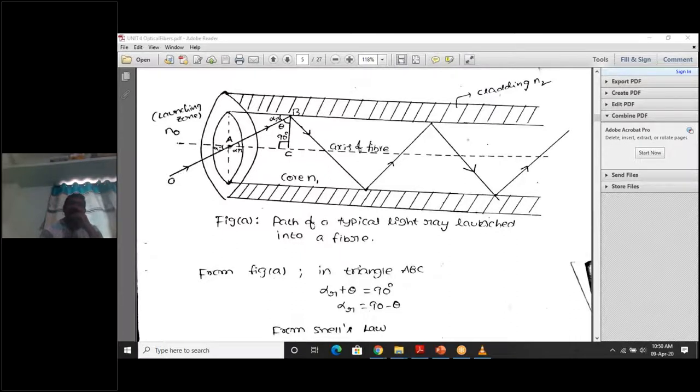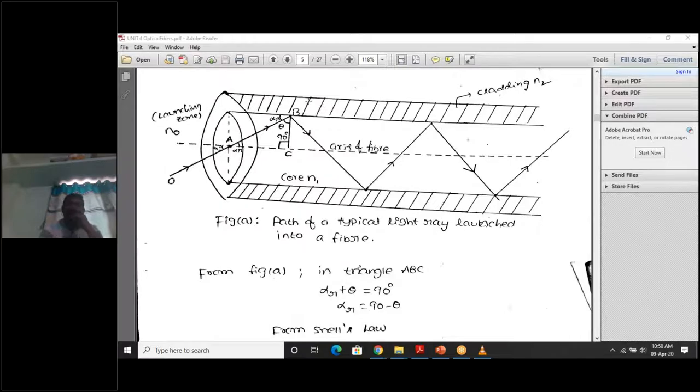OA is an incident light ray and AB is a refracted light ray. The light ray enters from the air medium to the denser medium, so AB undergoes refraction initially, when we just launch the light ray. So alpha R is the angle of refraction.